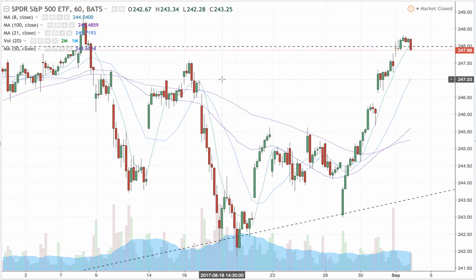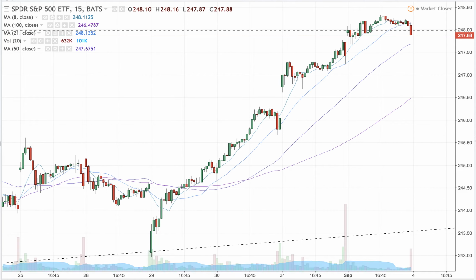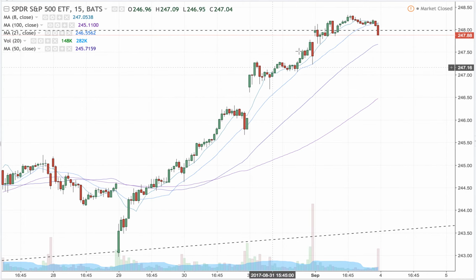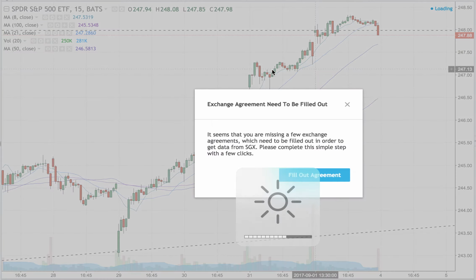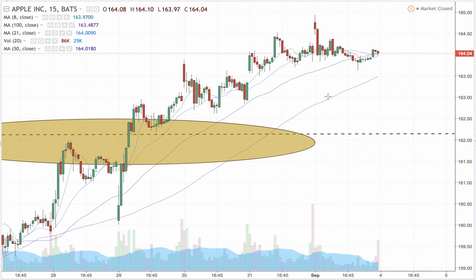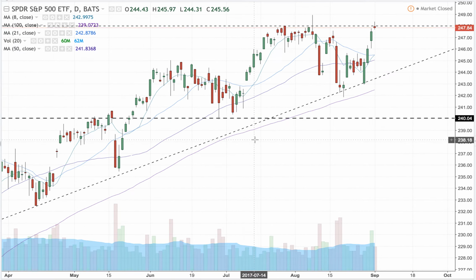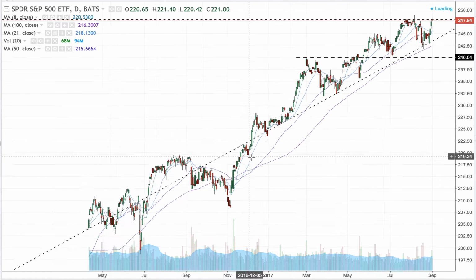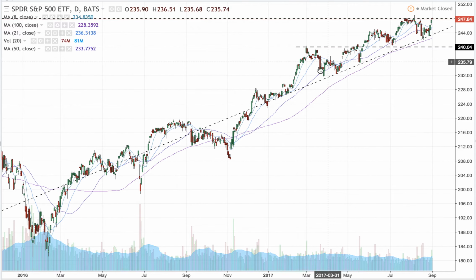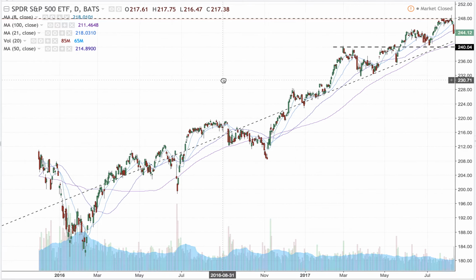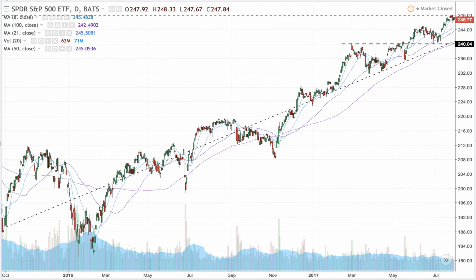Every hourly is much stronger than, let's say, 15 minute. Each one of these is a 15 minute candle. So you can see what I'm getting at here. And let's look at this chart. I mean, support and resistance all the way up. Stair step higher. The market's been pretty healthy actually through this whole move.